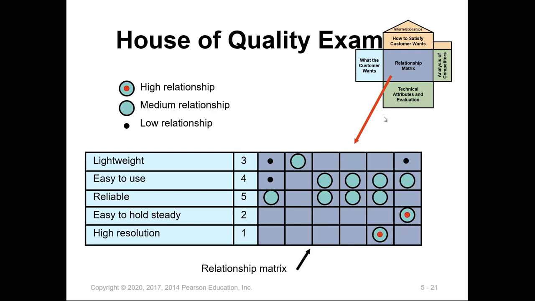Other relationships can be interpreted in the same way, where we can see a medium, strong, or weak or low relationship. Notice that you don't have to fill all cells with relationships. In some cases, there is no relationship that can be identified or established between the design specifications and the wants. So we don't have to fill all these cells.